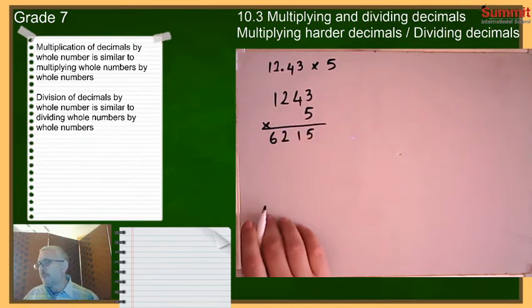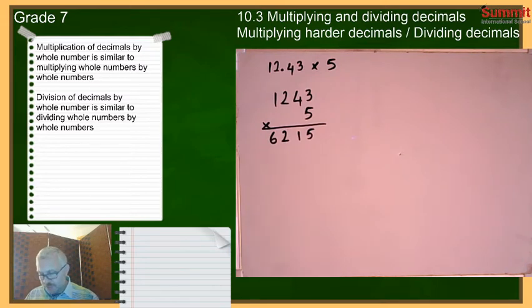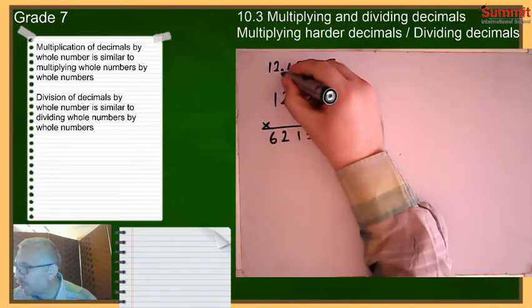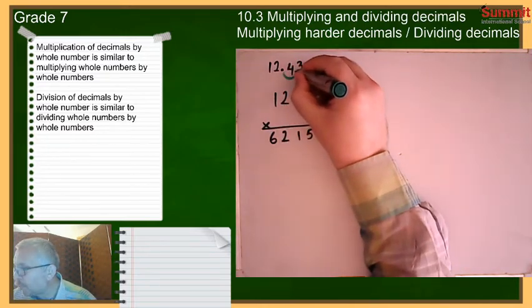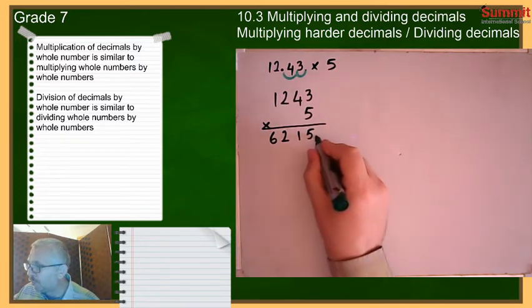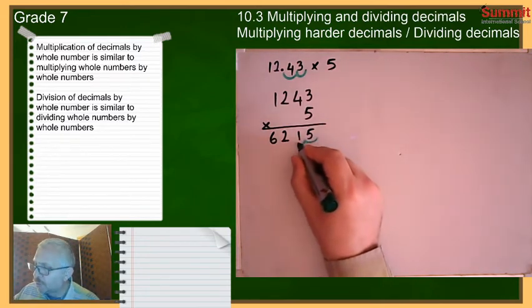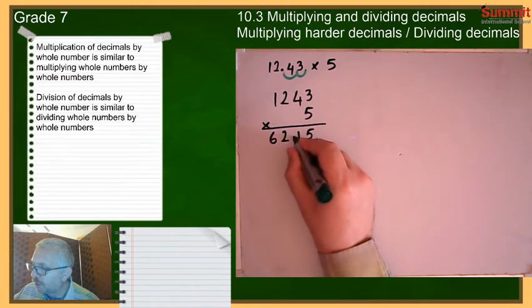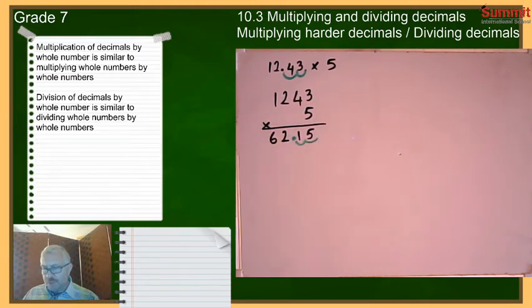Now it's 6,215. But remember, it was a decimal. After the decimal point we have 2 places. That's why we need to go back 1, 2, and we should put the decimal point here. Now the result of this multiplication is 62.15.